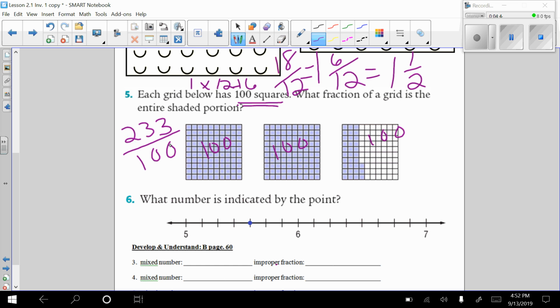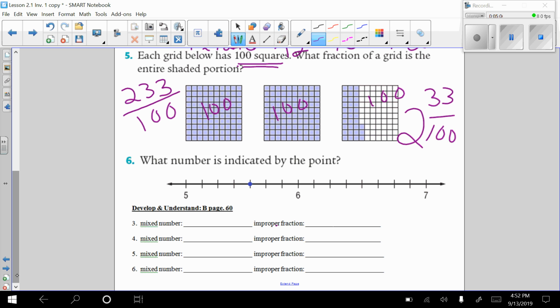Then if we decided to break that up and make it a mixed number, we asked how many sets of 100 can I take out of 233? Which means I can take 2 whole sets of 100 out of here. And how many do I have left over? Would be 33 out of 100. The denominator stays the same.